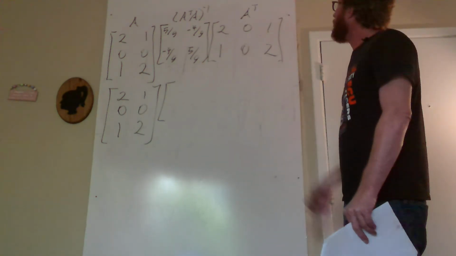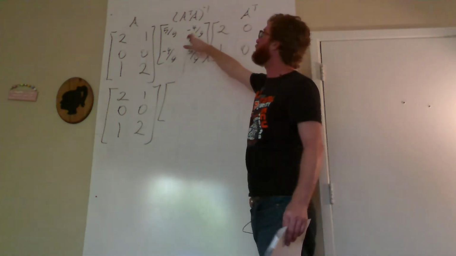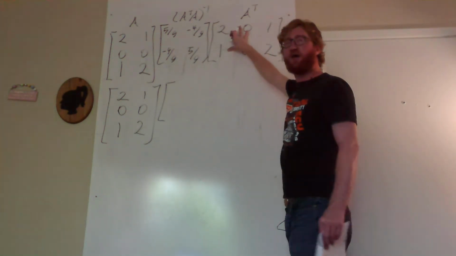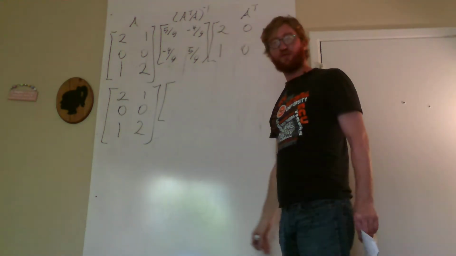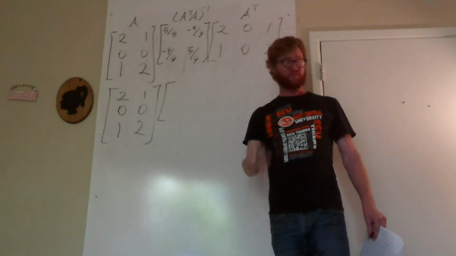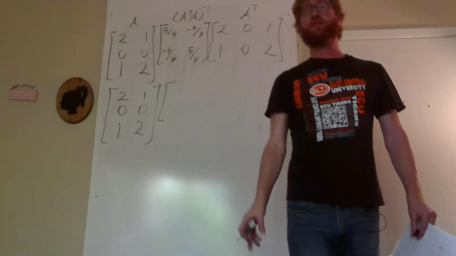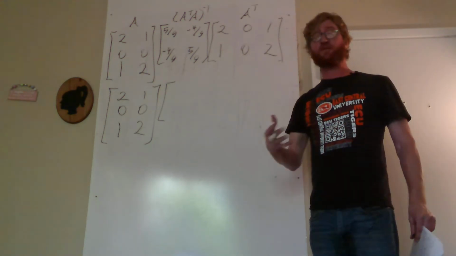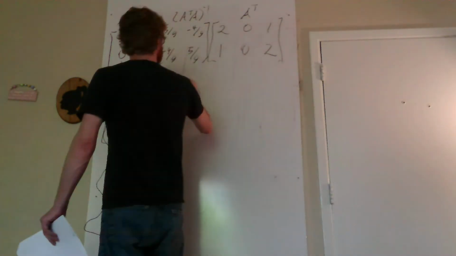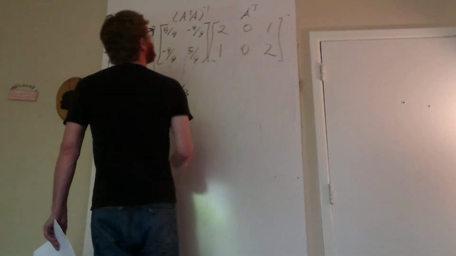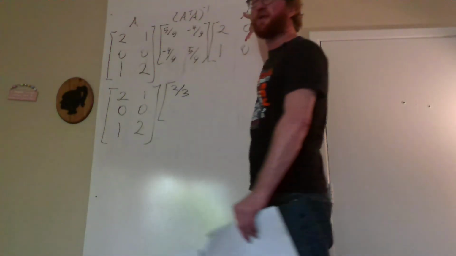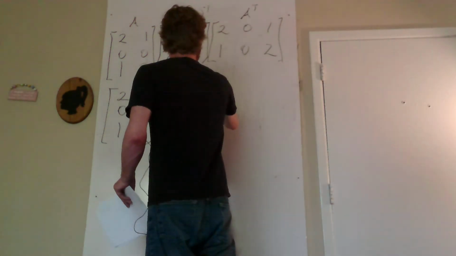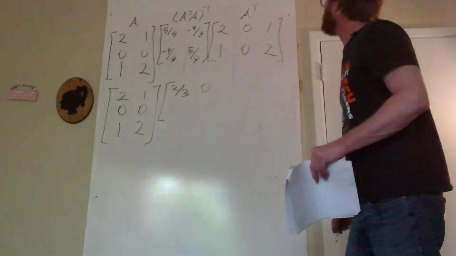When I have 5 over 9 and negative 4 over 9 act upon this, what is that going to give me? That's going to give me 10 over 9 and negative 4 over 9. So 10 over 9 minus 4 over 9 is going to be 6 divided by 9, which simplifies to 2/3. Now 5 over 9 and negative 4 over 9 acting upon that 0, 0, well, what's that going to give you? That's just going to give you a 0.